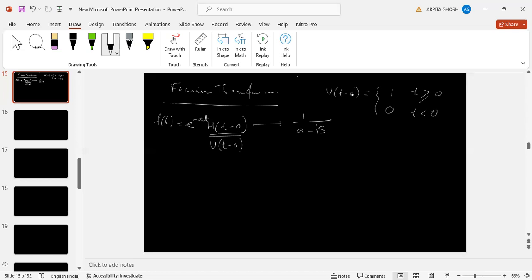Ananya, how does the function look like? If we want to draw the graph, how will the graph look like? Suppose this is your t and we are plotting U here. For t greater equal to 0, the function value is 1. For t less than 0, the function value is 0. So how does the graph of the function look like?